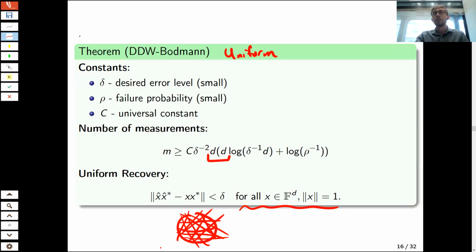Okay, so that is maybe a much more desirable guarantee or error bound to have in practice, because it gives you the worst case bound. You know that everything will recover with this nice error level.